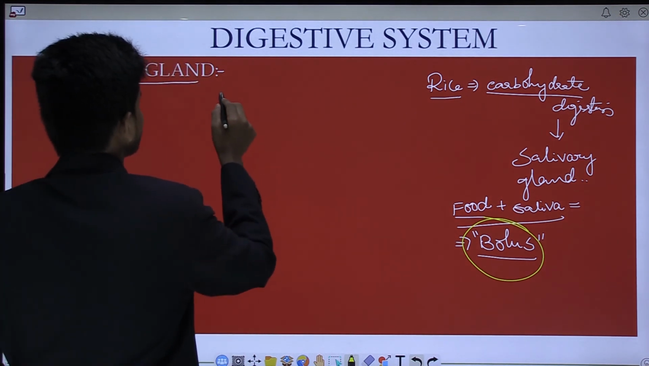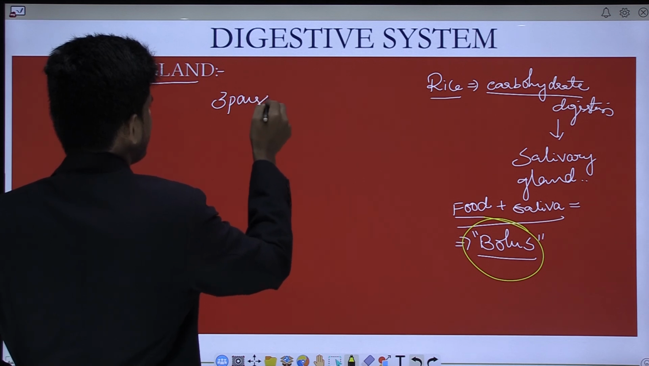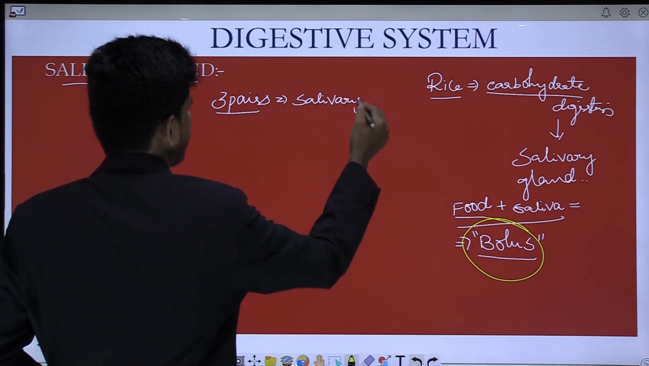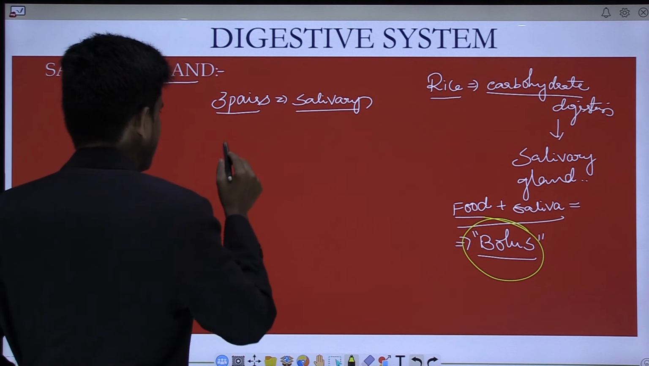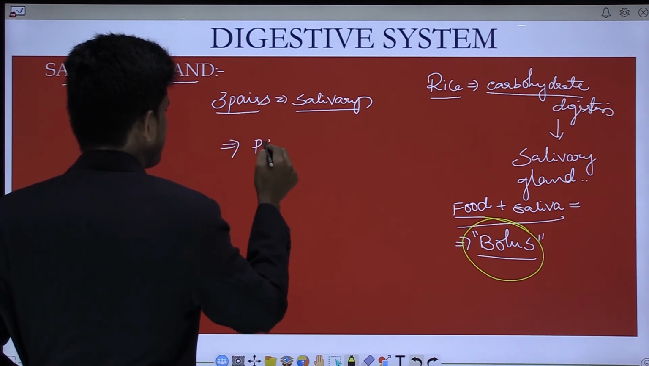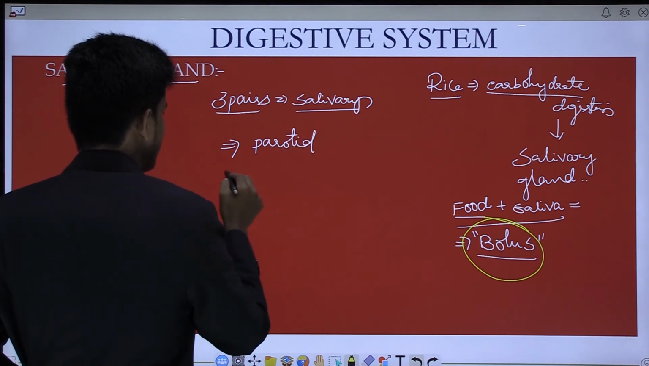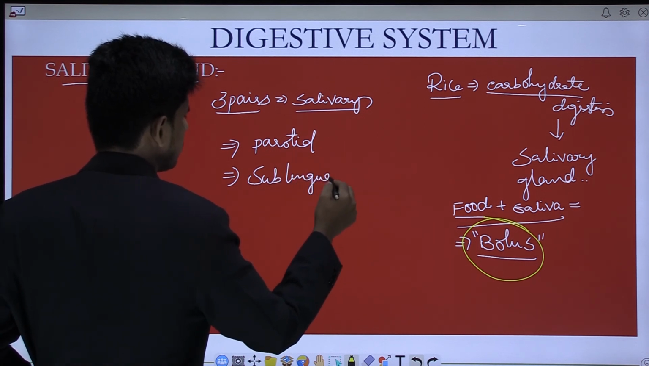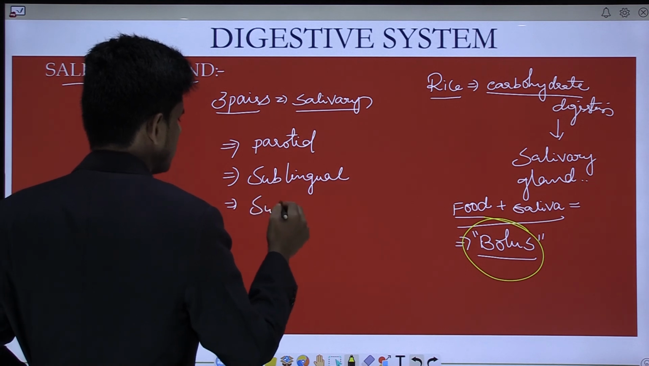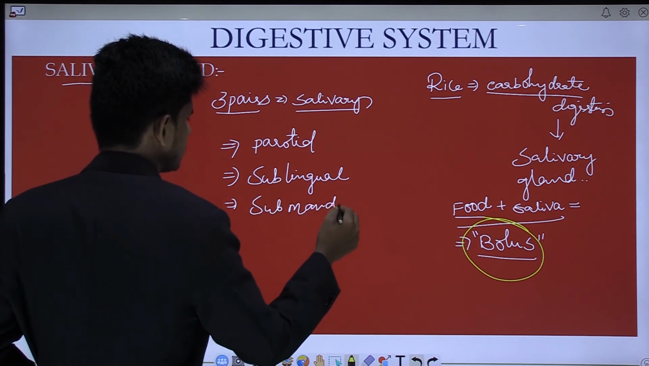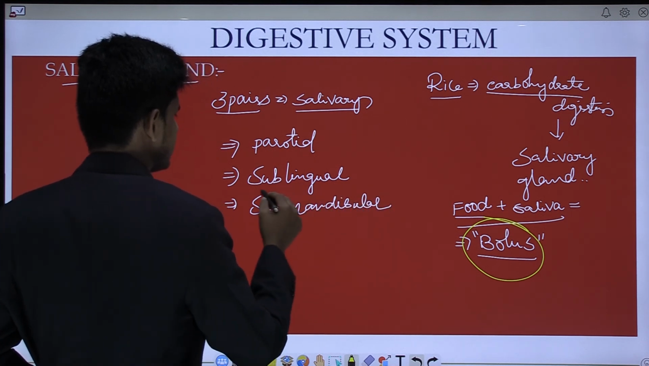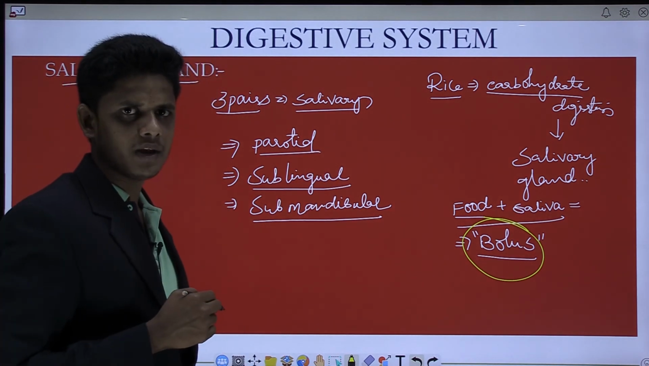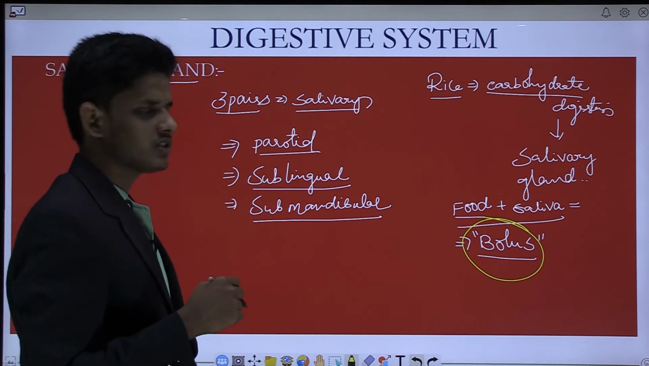There are three pairs of salivary glands in our body. The first one is parotid, the second one is sublingual, and the third one is submandibular. See once again: sublingual, submandibular, and parotid. These are the three pairs of salivary glands present inside the mouth.